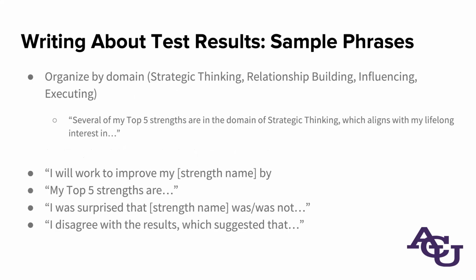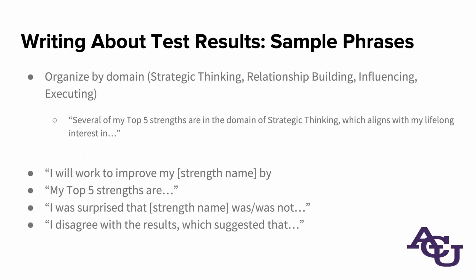So how might you write about your test results? Well, just because you have those 36 strengths doesn't mean that there's no relation between them. There are the 4 domains that they're clustered into. And so one way to talk about them is to mention which ones are in what domain and if there are any trends that you feel this conveys.